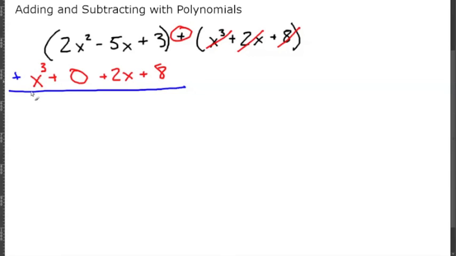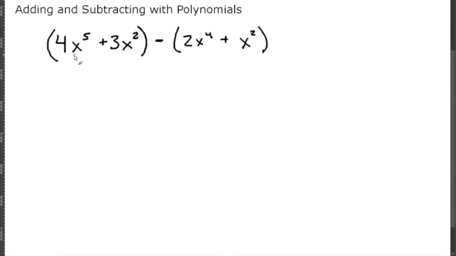So this is going to be x cubed plus 2x squared, because 2x squared plus 0 is just 2x squared. Then negative 5x plus 2x would still be a negative 3x. And then 8 plus 3 is 11. So our final answer would be x cubed plus 2x squared plus negative 3x, or minus 3x, plus 11.